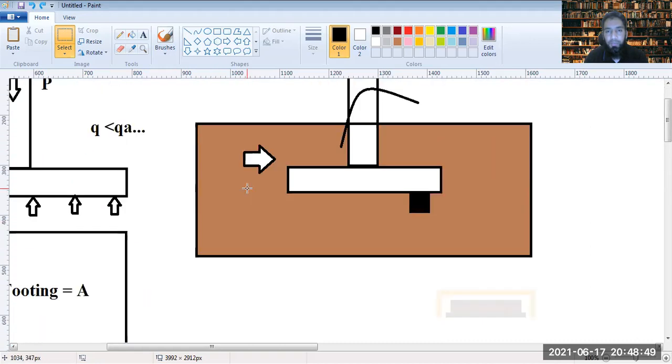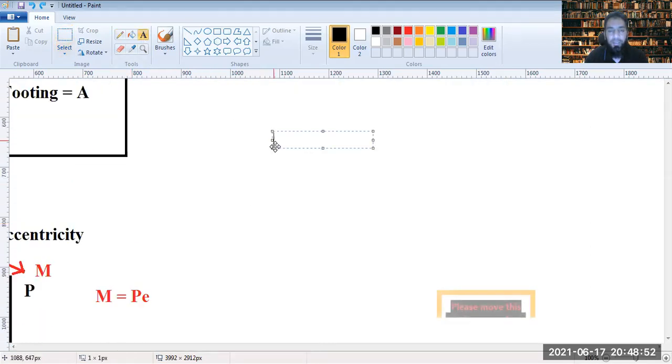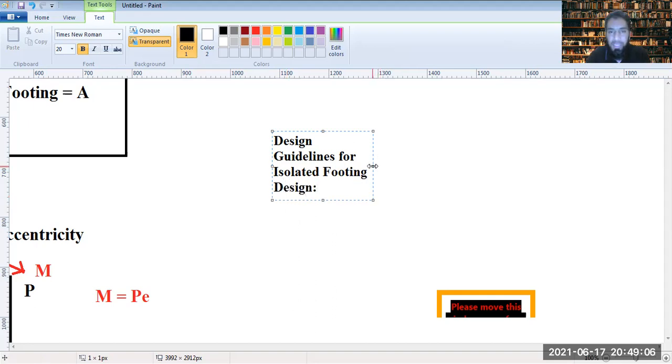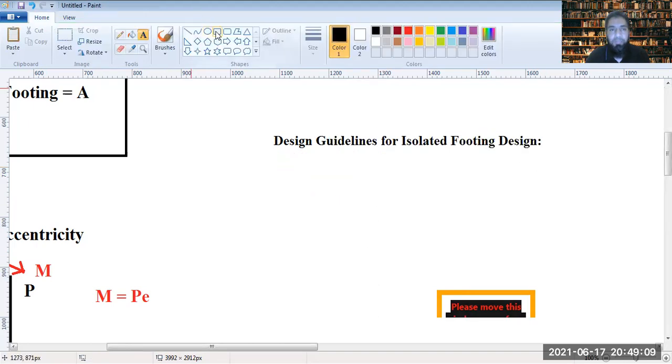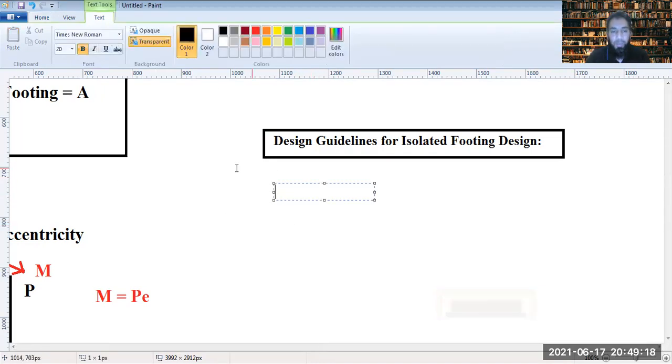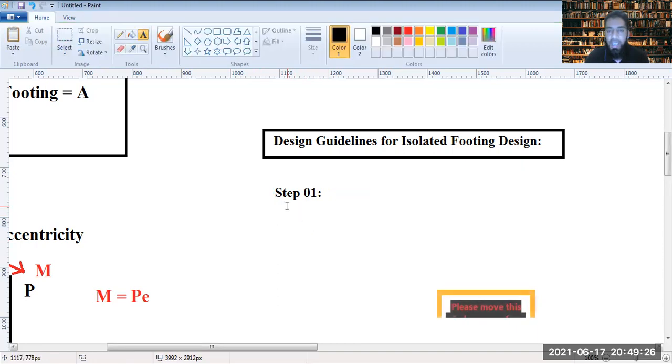Now, when you are talking about the design of footings, what are the design guidelines for a footing? Right now, we are talking about the isolated footing design. Let's go through them one by one. What comes to your mind when you are designing a footing? What is the first step that you would naturally go through? There are various guidelines. Let's go through the design steps and explain within them the guidelines for the design of the isolated footing.